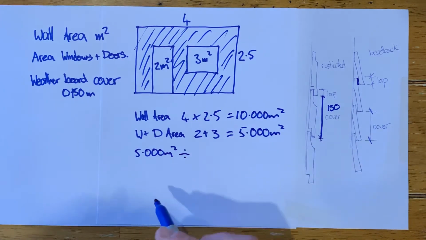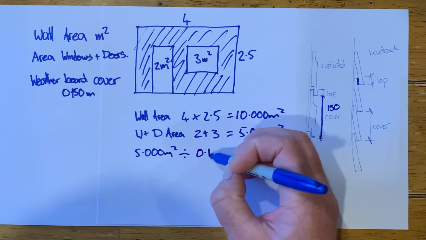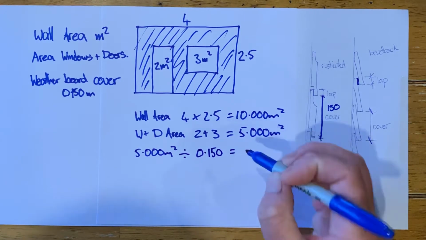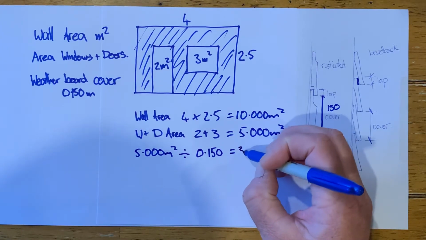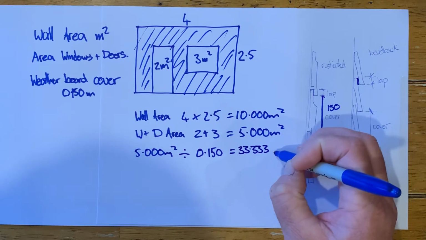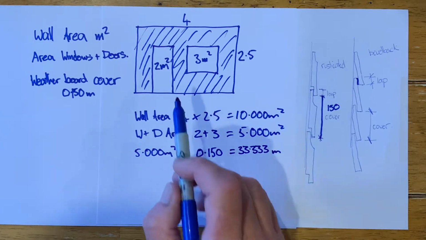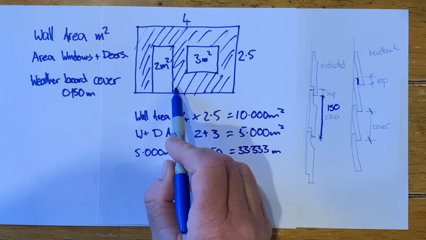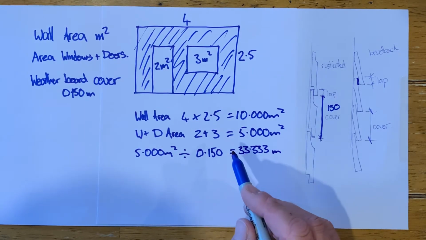So we've got to divide that by this thing called the cover. So that's 0.15, and in your calculator we end up with 33.333 meters. Now, we could order that, but it would mean that you'd have to make sure that every single board was exactly on a stud. So you'd be more likely to round it up.